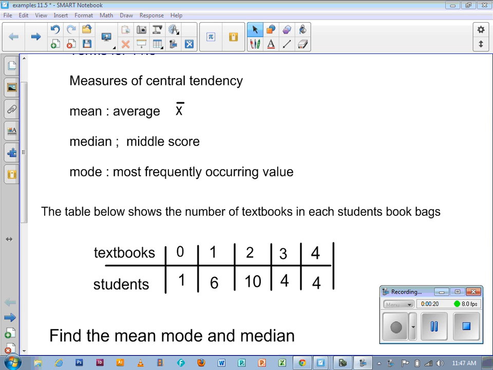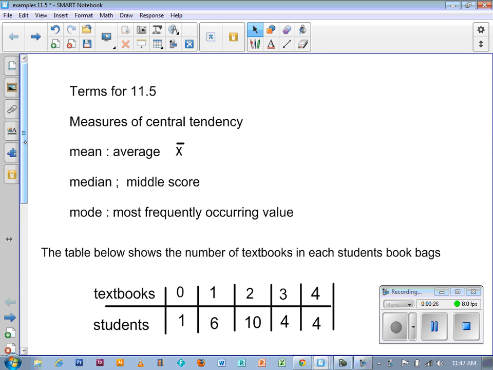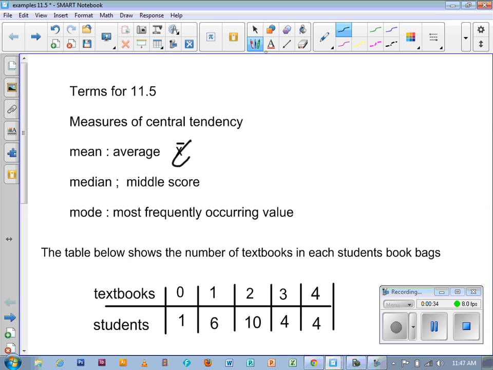But first, take out your guided notes and take a look at the definitions of the three measures of central tendency, which we have in front of us. Mean is average. I think most of you know that. The symbol that you may not be aware of is the X with a little bar above it. That simply means average. If you take a stats class, that's the symbol that they use. So if you ever see this symbol used, it means average or mean.